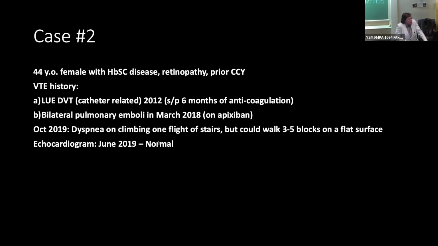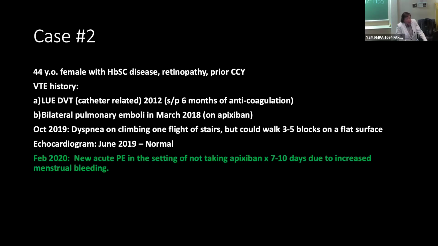She had an echo earlier that year, entirely normal. And then things started to go awry. In February of 2020, she stopped her anticoagulation because she was having heavy menstrual bleeding. Every time this woman stops her anticoagulation for any reason, she has a new clot. This is the theme here. In February 2020, she had a new acute PE in the setting of not being on apixaban. So not apixaban failure.